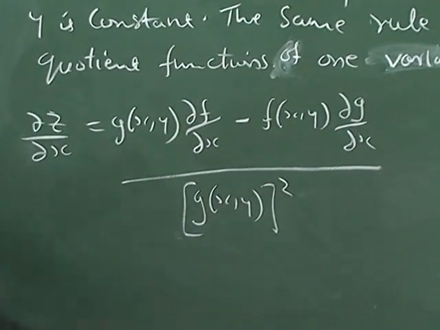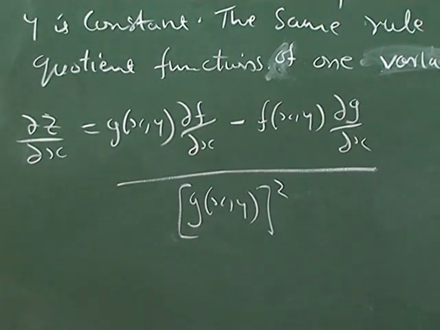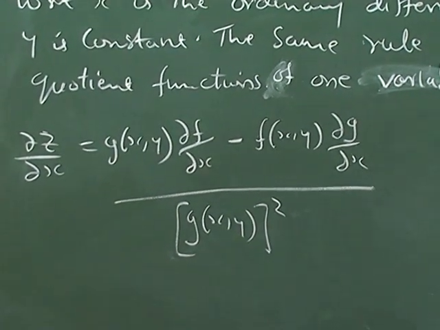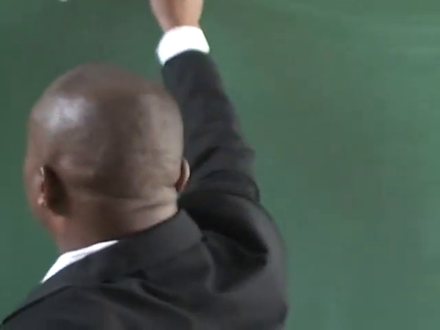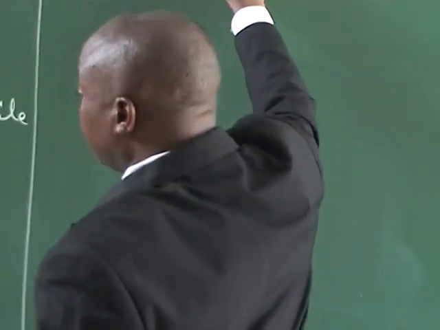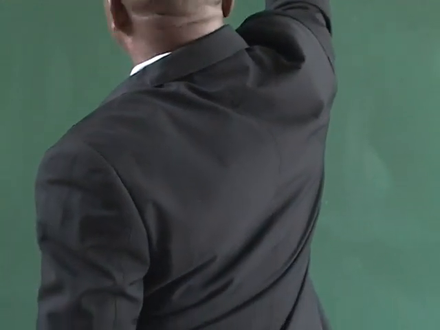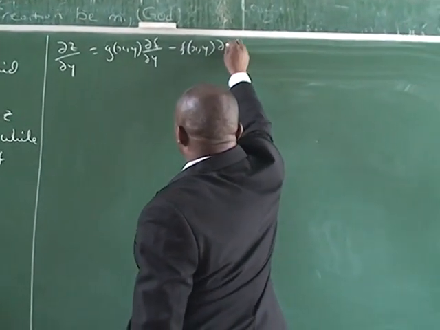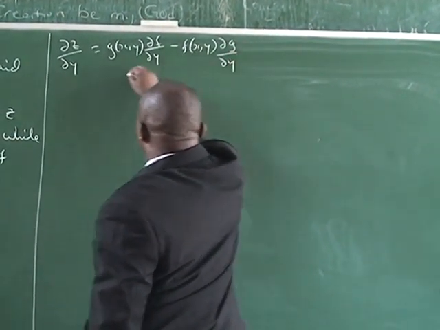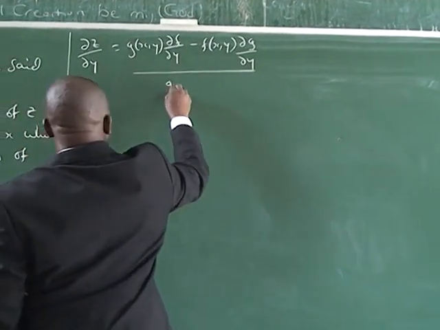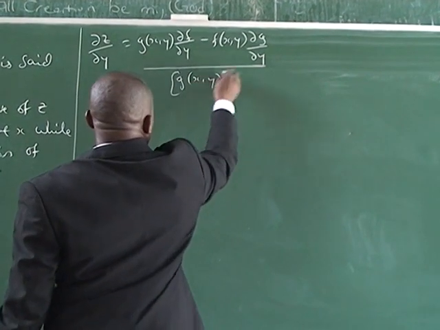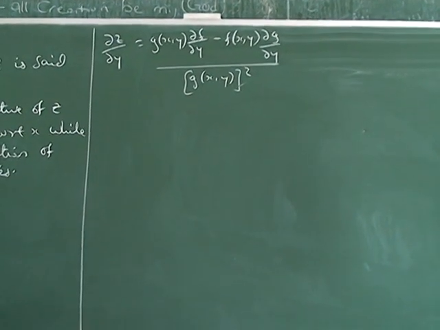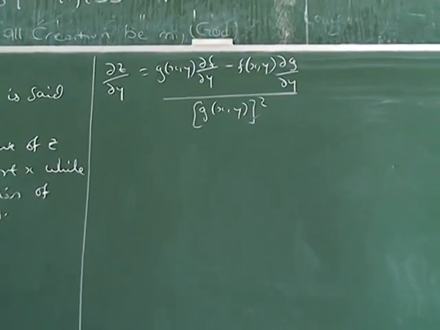The same thing will also apply if I need partial z partial y. It will be g of xy partial f partial y minus f of xy partial g partial y over g of xy squared. So that is the definition. Now we'll look at the example so we know how to evaluate this.